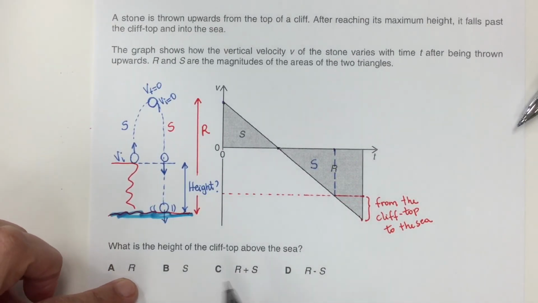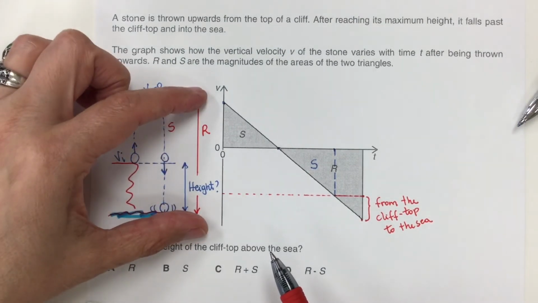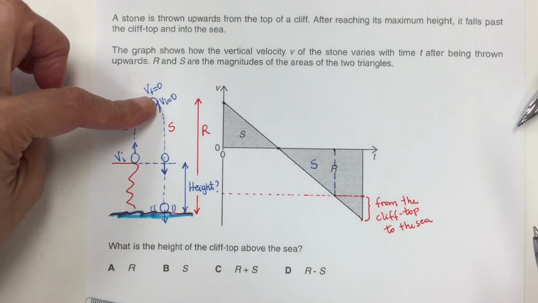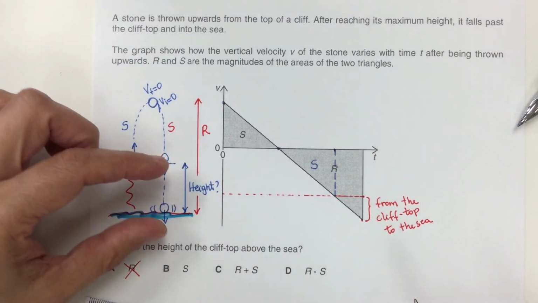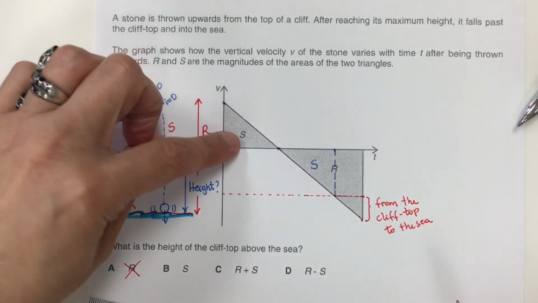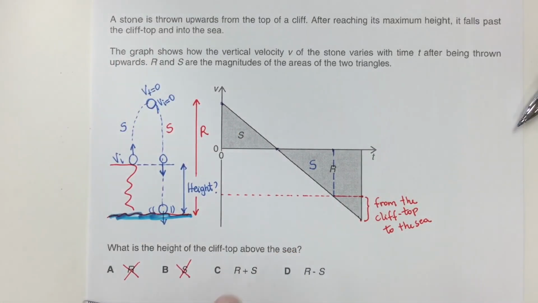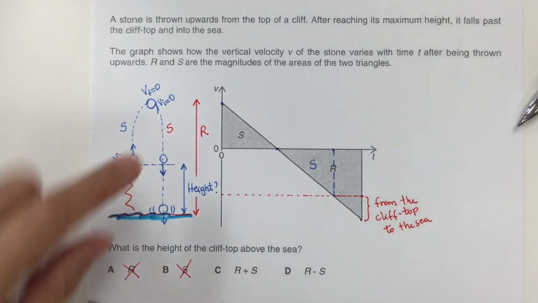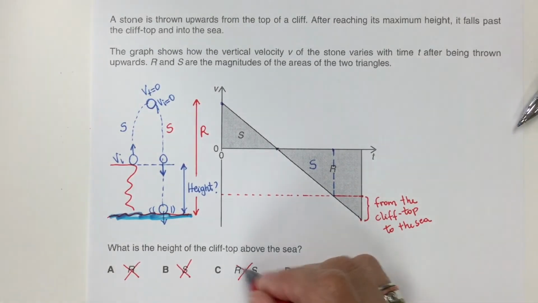The height of the cliff top is R. No, it's not, because this is not R. R is the entire thing, when the stone stops in the air and starts to come down. So this is not correct. The height of the cliff top to the sea is S. No, it's not. S is just this portion right here. So this is incorrect. Is it R plus S? No, that would be too much. That's not the right answer.